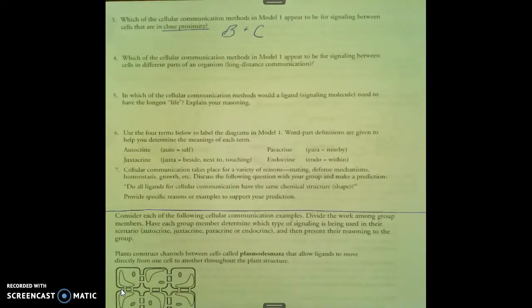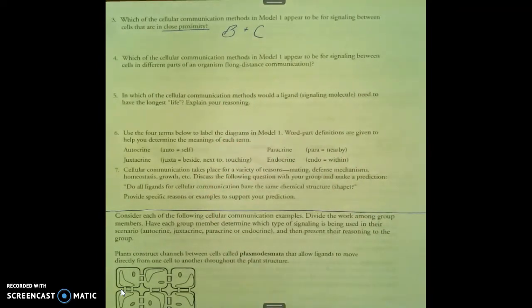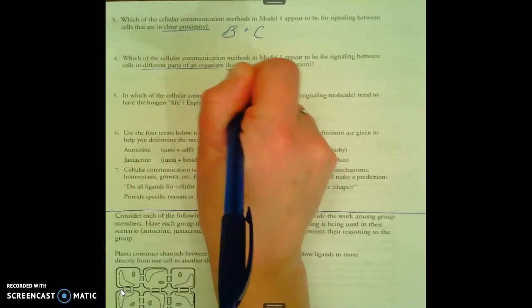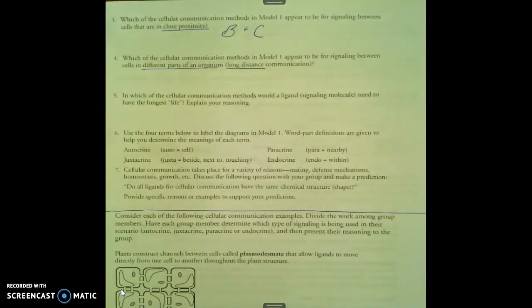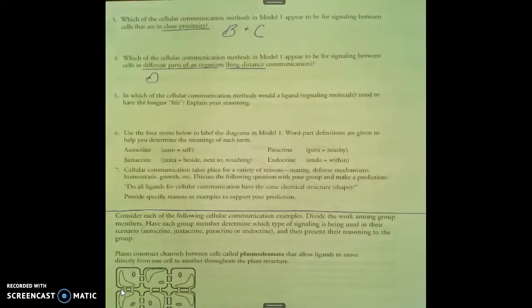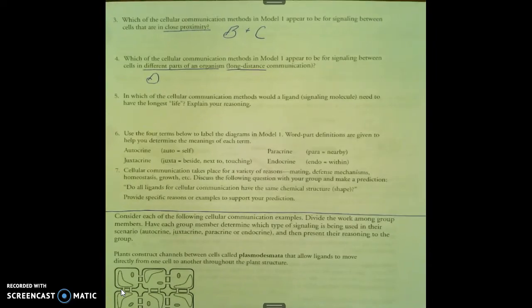Choice A is actually signaling to itself, but B and C are both relatively close to one another. For question 4, it wants to know about cells that are in different parts of an organism, or long-distance communication. And our best choice here is D. Notice on choice D, it looks like that ligand is having to travel through some sort of vessel, perhaps the blood. That brings us to number 5.